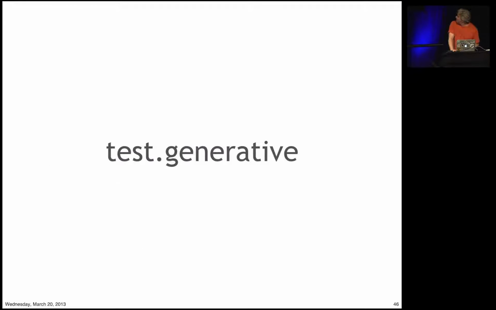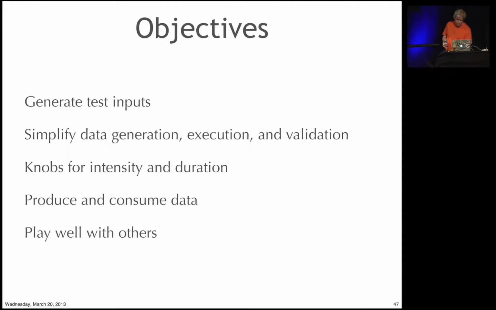The other library that you're not necessarily going to use directly while you're using Simulant, but you might, is test generative. And the objectives of test generative are to be able to generate test inputs, duh, and to simplify data generation, execution, and validation. So this is very similar to Simulant's goals, but with one thing missing. Test generative does not aspire to break things out across time and put things in a database. So this is for typically a smaller scoped kind of testing, but it still wants to separate generation, execution, and validation.